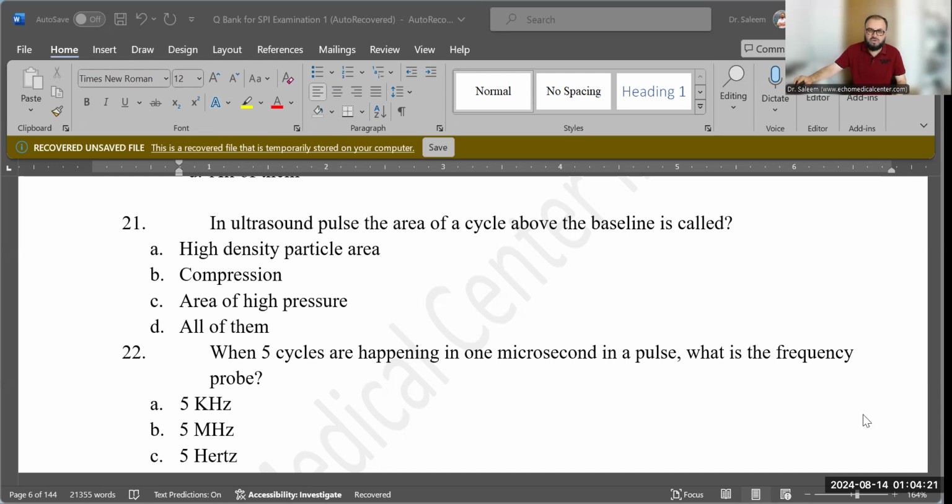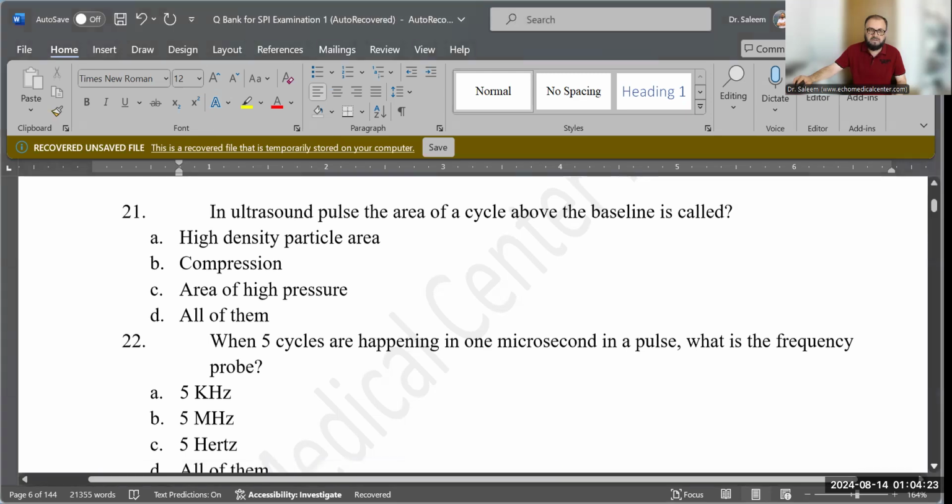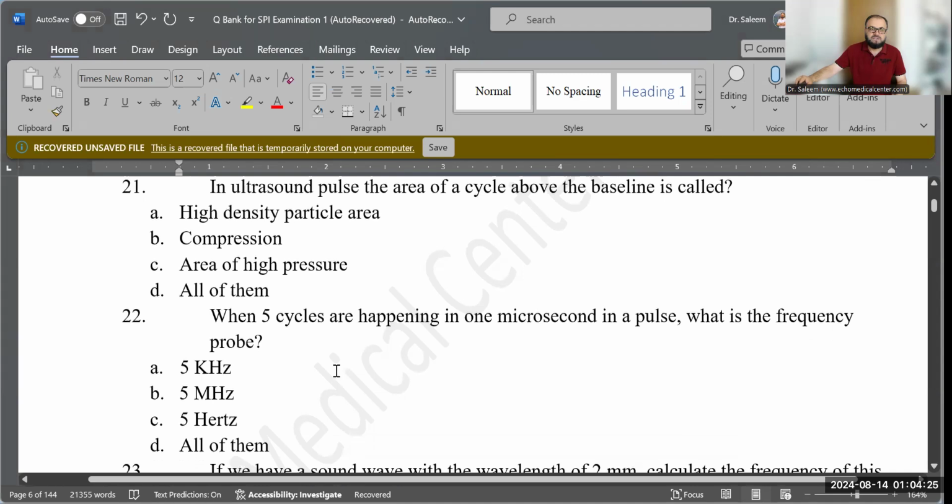Now, let's do the next question. The next question is asking, when 5 cycles are happening in 1 microsecond in a pulse, what is the frequency of this probe? So the answers are 5 kilohertz, 5 megahertz, 5 hertz, and all of the above. What do you think? That will give you a hint. Keep in mind, this unit of the time is very important for us, and it says a microsecond. So now, what do you think, which will be the correct answer?